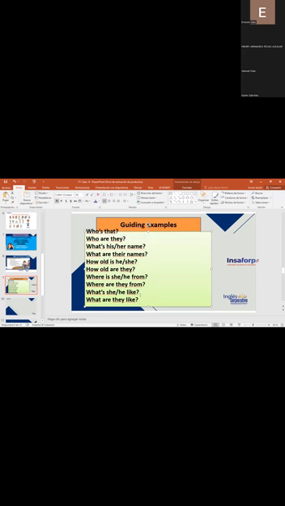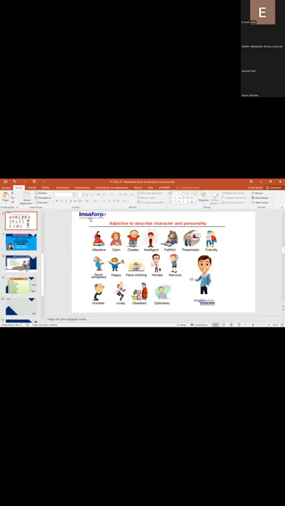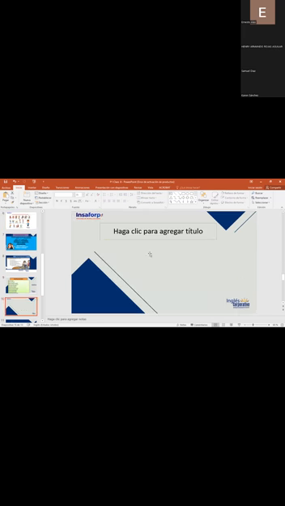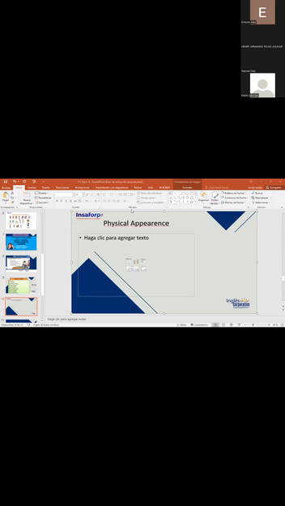Now, if you want to talk about appearance, guys. Here. Physical appearance. Yes, physical appearance. What are some adjectives to describe appearance? Do you know? Do you have any idea to describe physical appearance? No. Okay. And what is the opposite? We're gonna do it like saying the one and the opposite two.